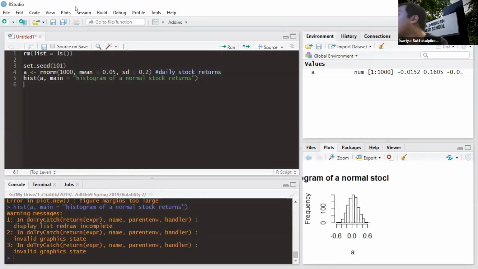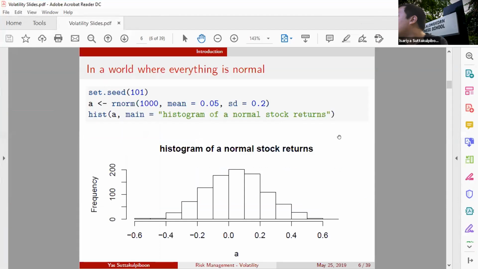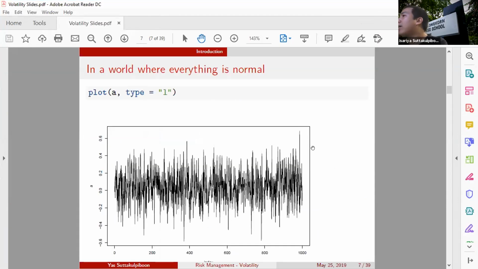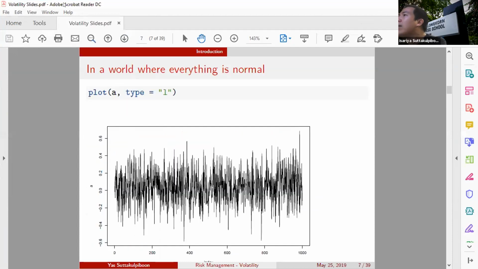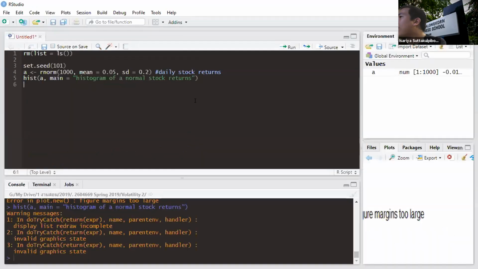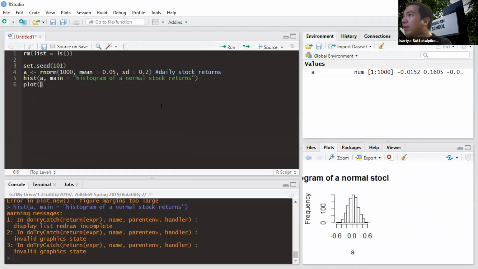Why? Because if you look at the actual stock, right? Okay, well, I can do the line plot. Yeah, let's do a line plot, and also do a basic summary statistics in a few more slides too. Okay, so let's do some plots. Plot A, right?